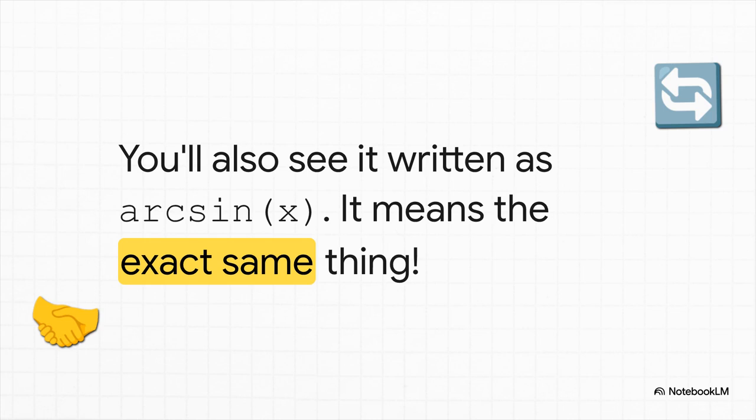Now, a quick heads up, because math just loves to have two names for the same thing, you're going to see sine -1 of x written another way, as arc sine x. Don't let it throw you. Arc sine, arc cos, arc tan, they all mean the exact same thing: find me the angle. The arc part is just referring to the arc on a unit circle.